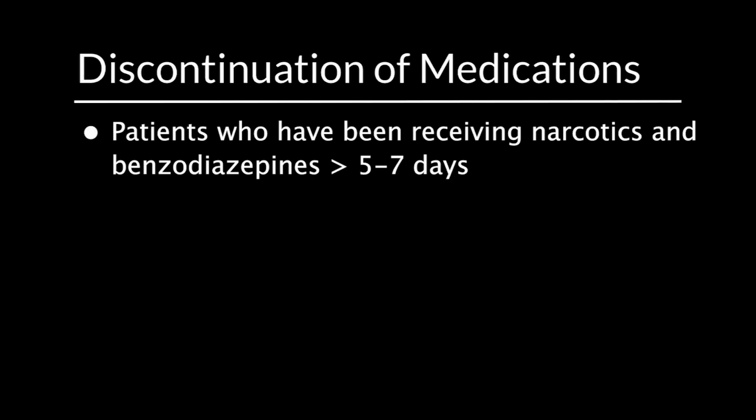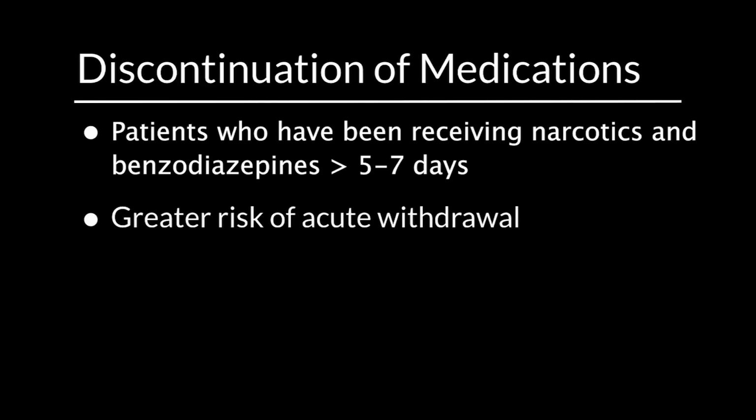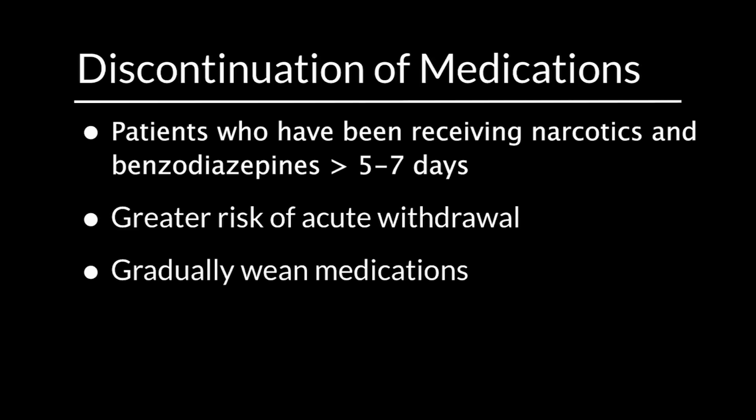For patients who've been on those medications for longer than 5 to 7 days, there's a much greater risk of acute withdrawal if those medications are abruptly stopped. And so instead, we would wean them in a gradual fashion so that once the child is awake enough, we know we can remove the endotracheal tube, but we can also leave on some medication so that they won't experience withdrawal symptoms. Of course, this is just a general guideline.